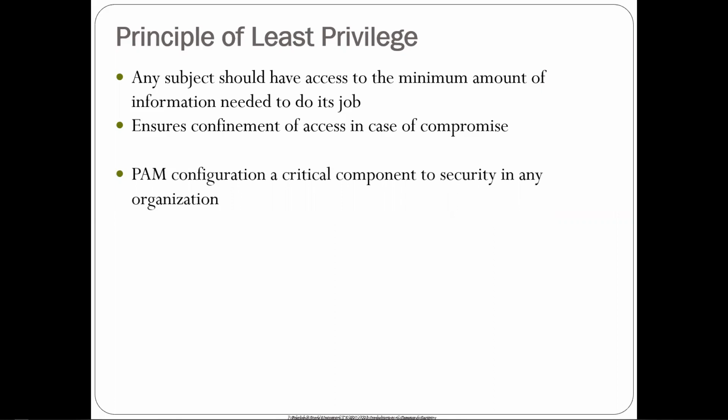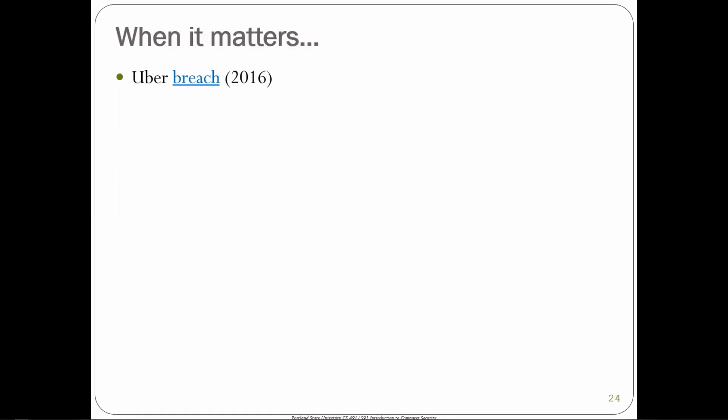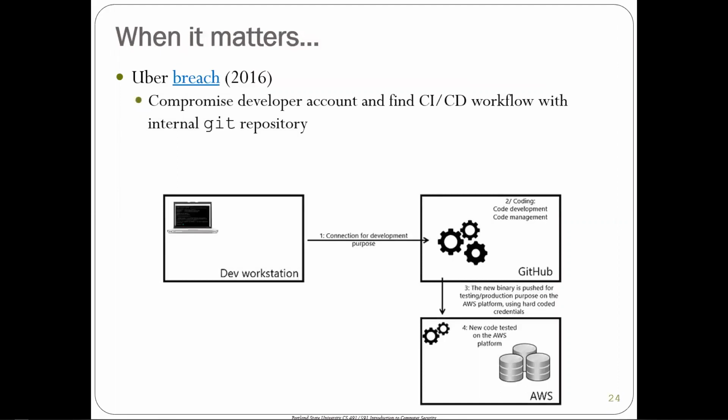PAM configuration is a critical component for setting least privileges. This is where it's done. This is where it's enforced in this management policy. And so just to bring this home, this is when it matters. So I'm going to bring up this Uber breach from 2016. Someone compromised a developer account.